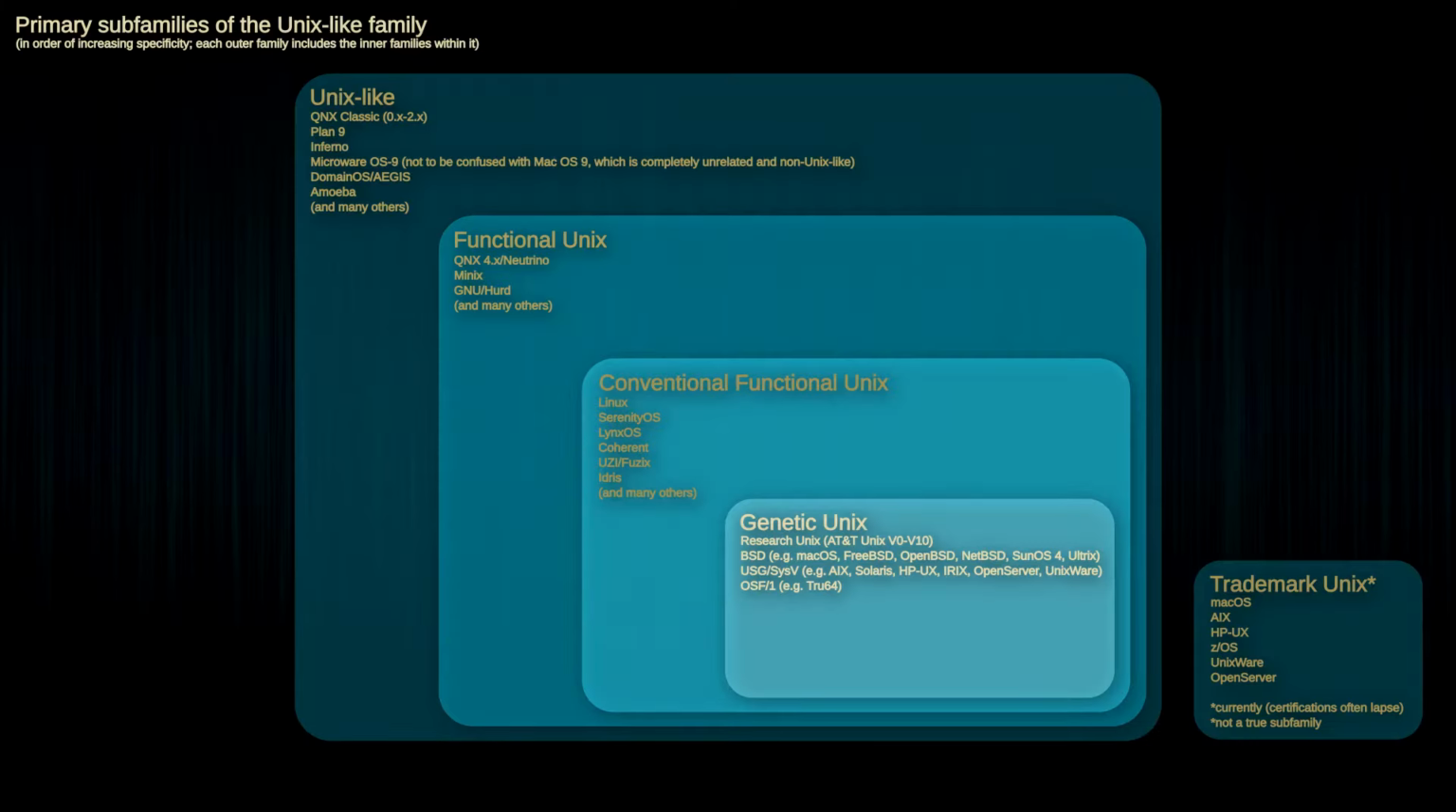Unix-like OSs can be divided into several nested families. The innermost is Genetic Unix, which includes the original Research Unix and all OSs directly descended from it. Genetic Unix can be divided into three major branches, with Research being the first. The second is USG Unix, more commonly known as System 3 and System 5, which replaced Research as the focus of Unix development at AT&T in the early 80s.